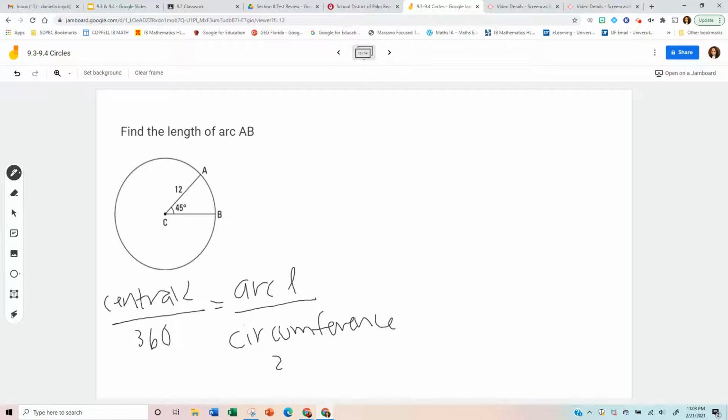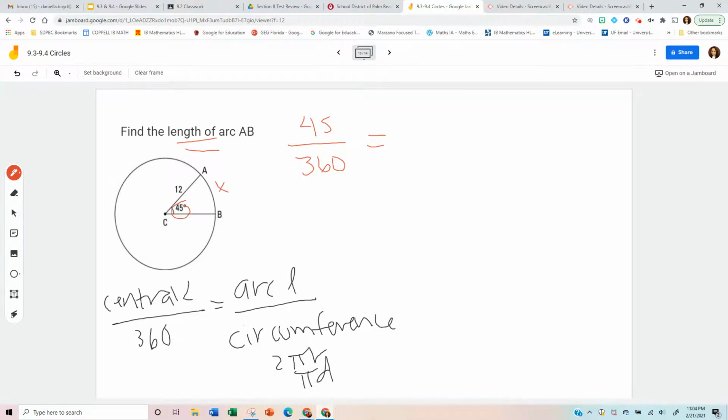And that circumference has a formula 2 pi r, or pi times d. So let's take a look at the information that we have here. In terms of the central angle, this 45 degrees is your central angle. So you have 45 over 360. Arc length, we're looking for the length of the arc.